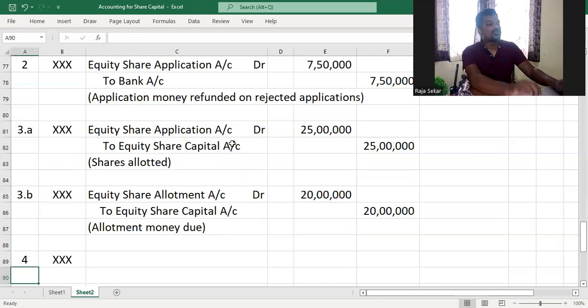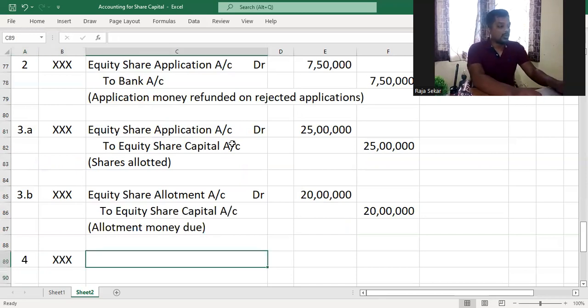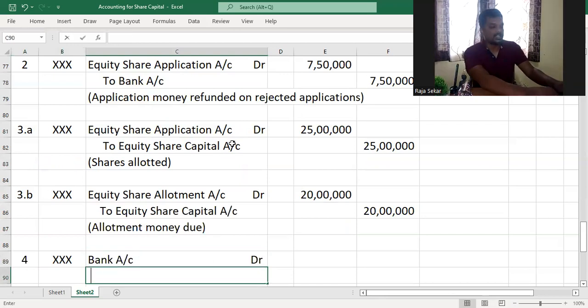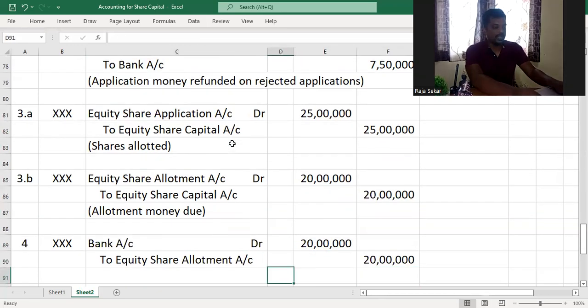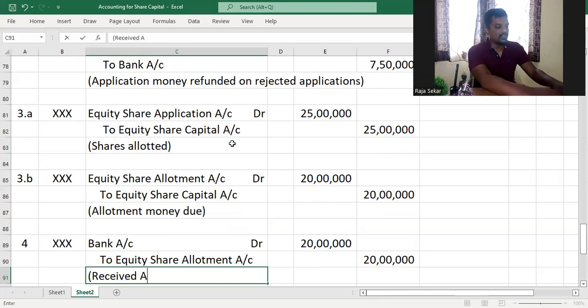Alright. Now once we have allotted the shares, what happens next? After we have allotted the shares, after we have made the allotment money due, the shareholders would pay the money to the company. Am I right? So the company is going to receive the allotment money. So as I've already explained, when you receive money, bank account will be debited because it's increasing and it's an asset. An equity share allotment account will be credited because that asset is getting reduced now. So that's 20 lakhs. Received allotment money.